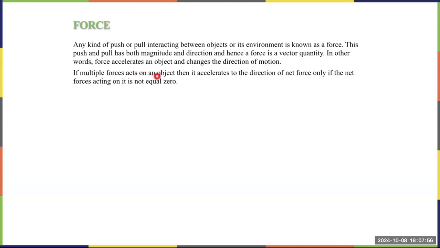If multiple forces act on an object, then it accelerates in the direction of the net force only if the net force acting on the object is not equal to zero. So if the net force is not zero, then it will accelerate. That means the velocity will keep on changing with respect to time. That's what it means to accelerate, right? Like if you hit the gas in a car, it accelerates, right? Because the net force is not zero.